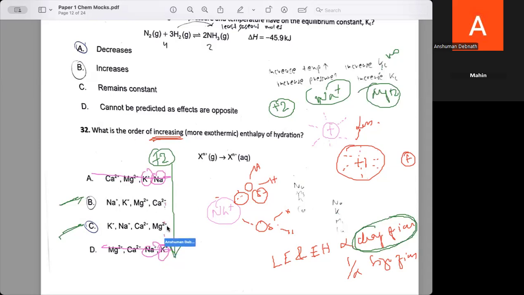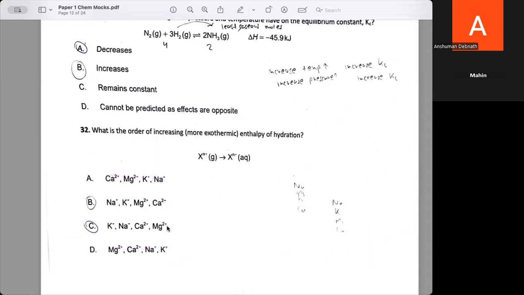Now tell me which is the right answer. Don't think about the answer yet. Now see Mg2 plus and Ca2 plus, we have to compare. Now tell me which is a smaller ion. The smaller one is Ca2 plus. Wait. When you go down the group, what happens? The size of the atom increases, isn't it? So Ca2 plus will have a larger radius. Understood? Did you understand this thing?